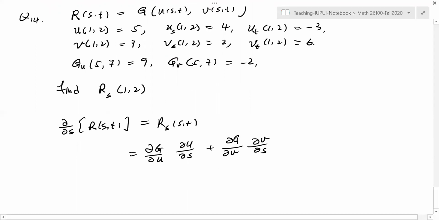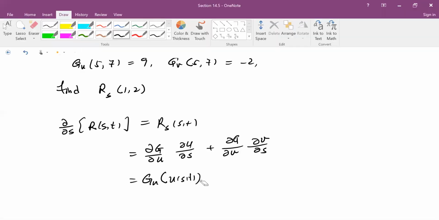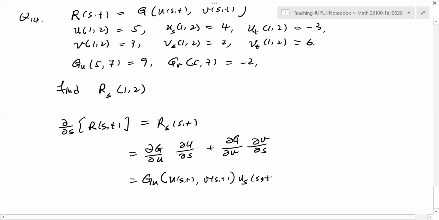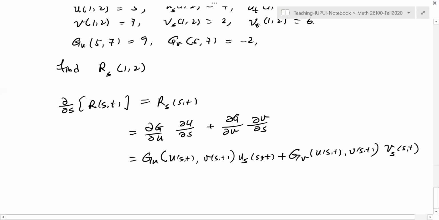If you want to put more details there, this will be g_u evaluated at u(s,t), v(s,t), and then the partial derivative, which I'm going to write with the notation u sub s. Then the second term will be g_v at u(s,t), v(s,t) times v sub s. Okay, so this is the detailed formula.